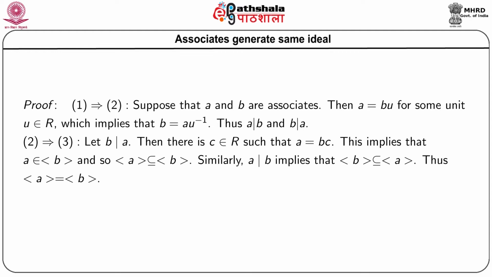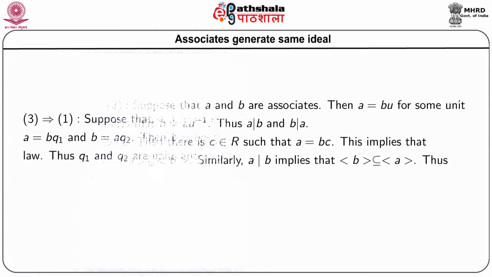For this, let b divides a. Then we have a equals bc for some element c in R. And since a is a multiple of b, a belongs to the ideal generated by b, and it follows that the ideal generated by a is a subset of the ideal generated by b. Similarly, a divides b implies that the ideal generated by b is a subset of the ideal generated by a. Thus, we get that the ideal generated by a and the ideal generated by b are the same.